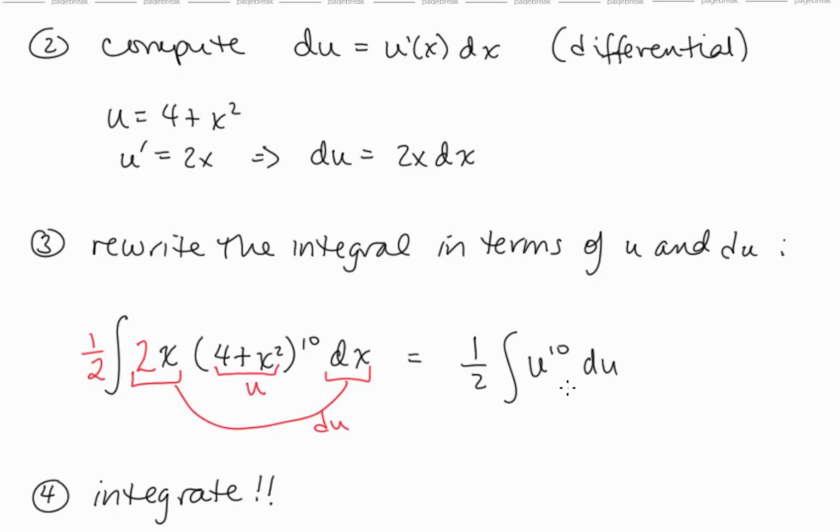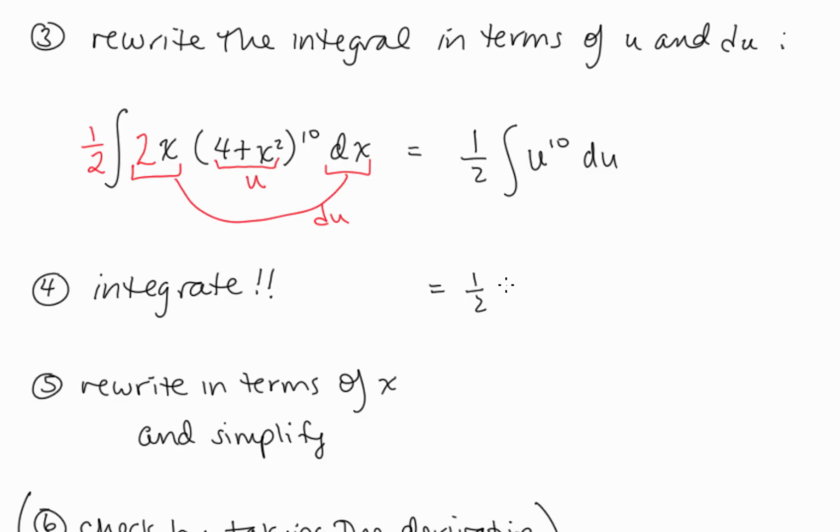Now we want to integrate. So this is 1/2 u to the 11th over 11 plus a constant. Now we want to rewrite in terms of x and simplify. So remember that u is equal to 4 plus x squared, and then simplifying we have a 22 in our denominator. Or we could write that as 1 over 22, (4 plus x squared) to the 11th, plus c. And this is our solution.